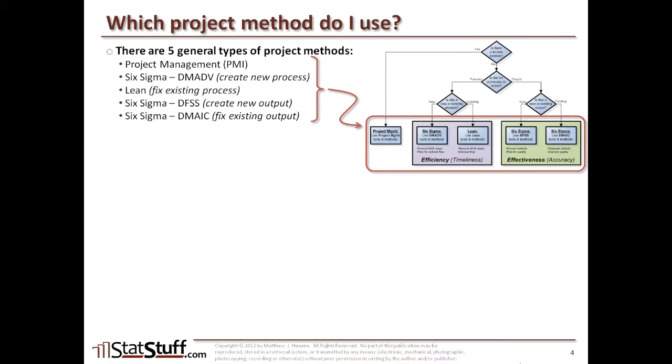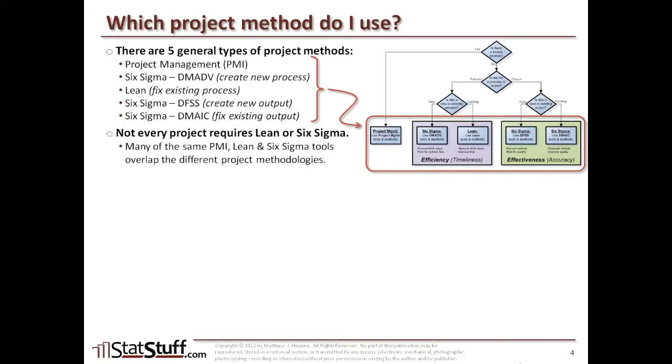Now as you do that, one thing to consider is that not every project requires Lean or Six Sigma. You may find that as you explore the different methodologies, there are lots of tools or concepts that overlap between them. And as well, you might find that if you're working on a particular opportunity, you might expect to be using one particular methodology and have to change midstream to another one. That's not uncommon for that to happen.